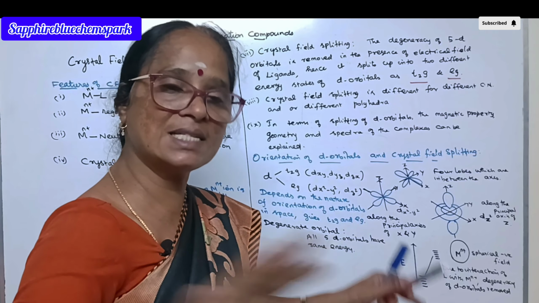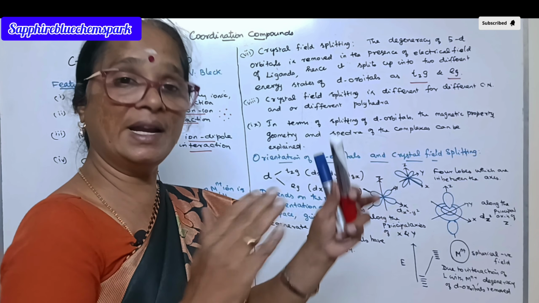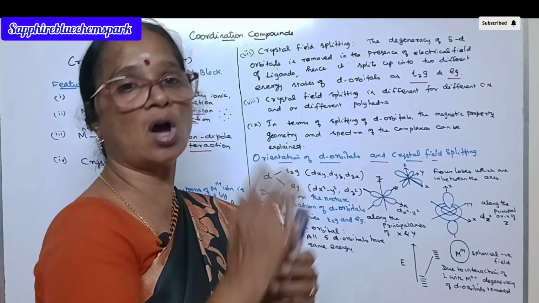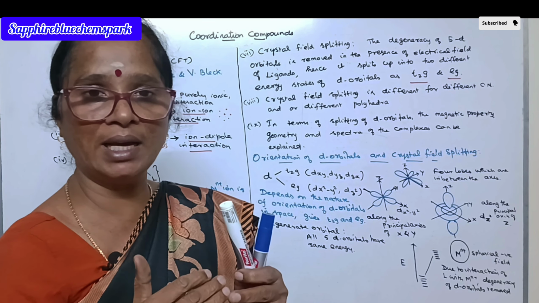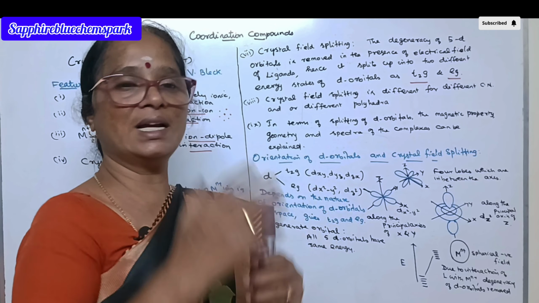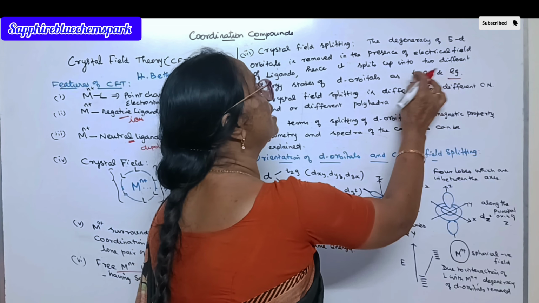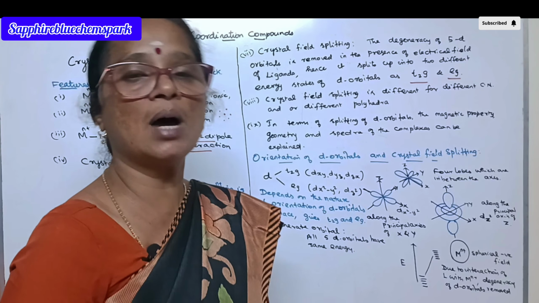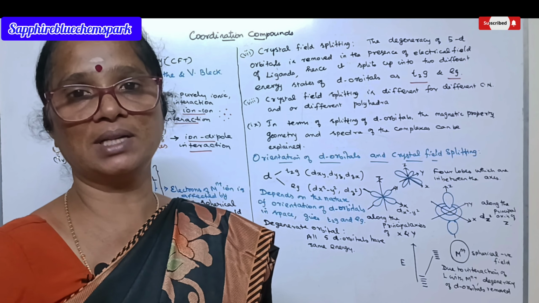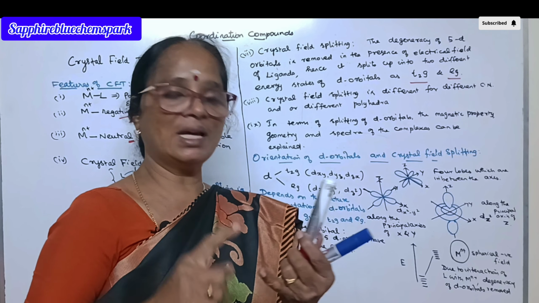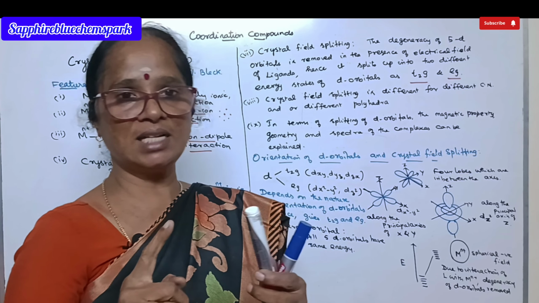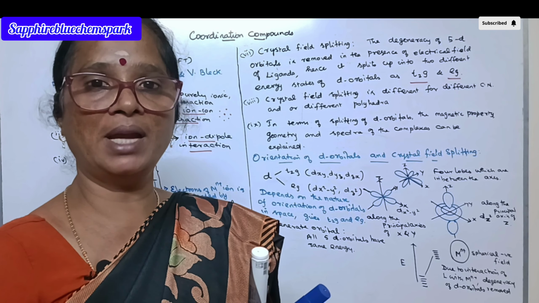The degeneracy of the orbitals is removed, and hence we get 2 different energy states of the d orbital, one with lower energy and the other with higher energy. The lower and higher energies of the T2g and Eg orbitals depend upon the nature of the polyhedra of the complex. Polyhedra means whether the complex has octahedral, tetrahedral, or even square planar geometry.